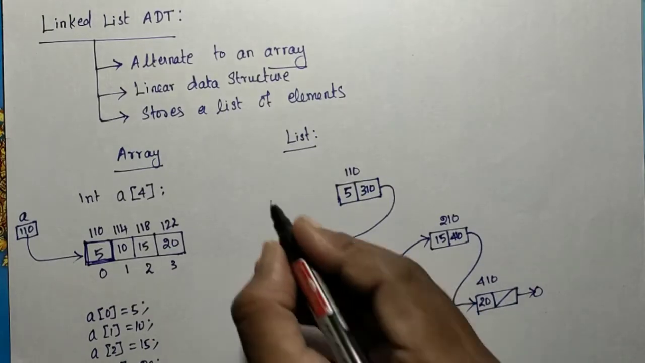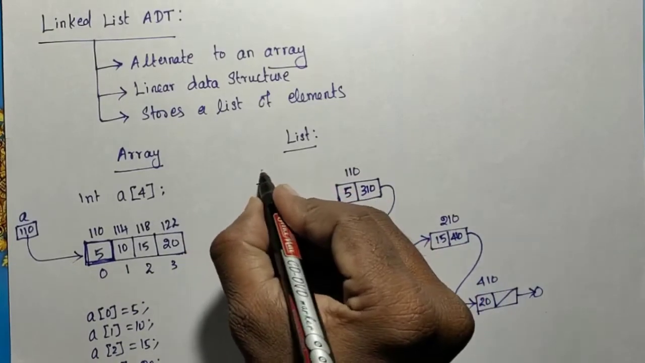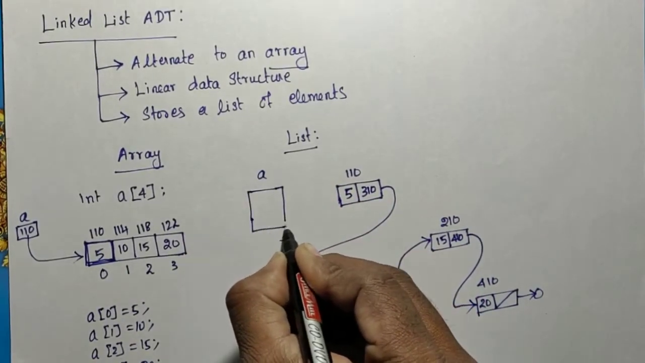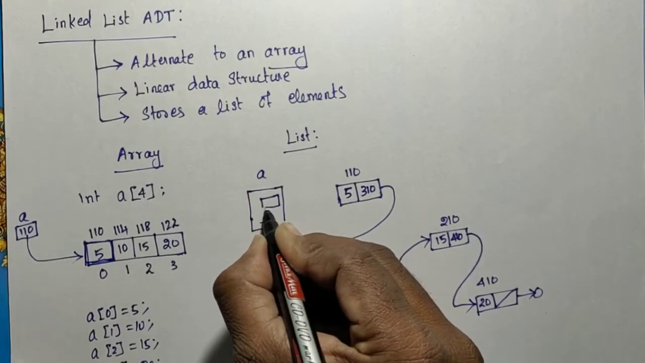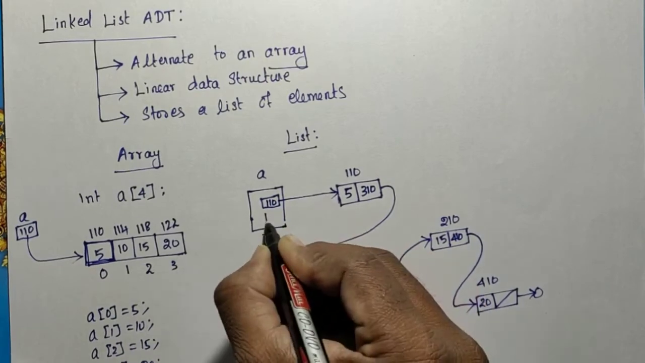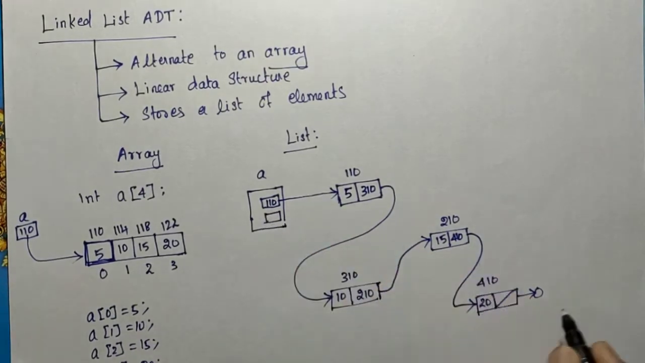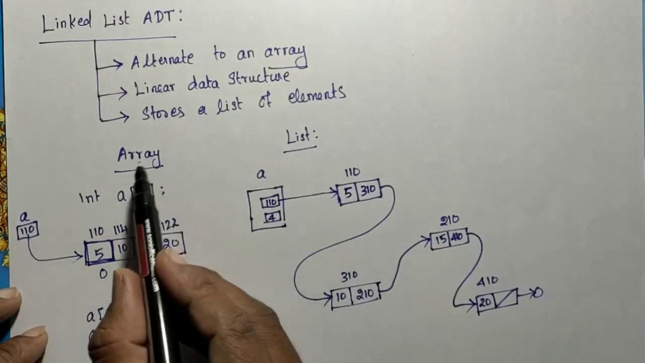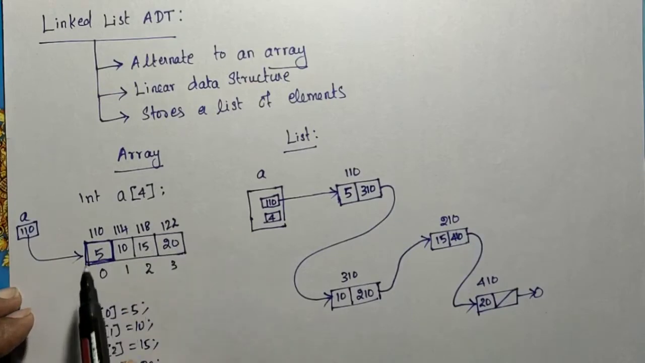So now this list A contains two types of information. One is who is the first, that is, the first address, what is it? 110. And how many nodes are there? 4. So if you are declaring an array, the memory will be created like this.